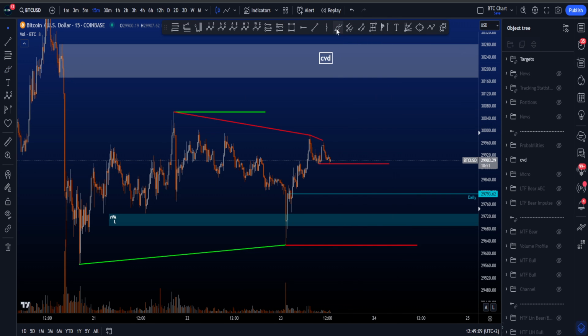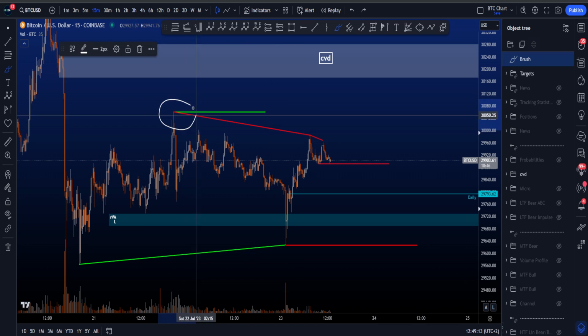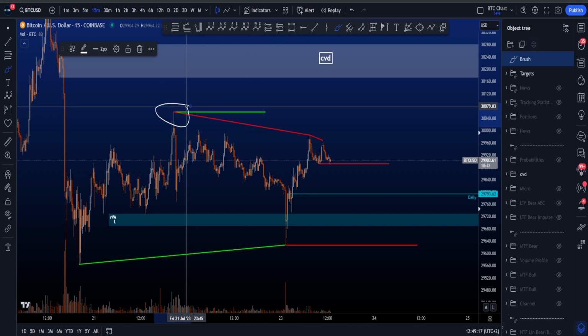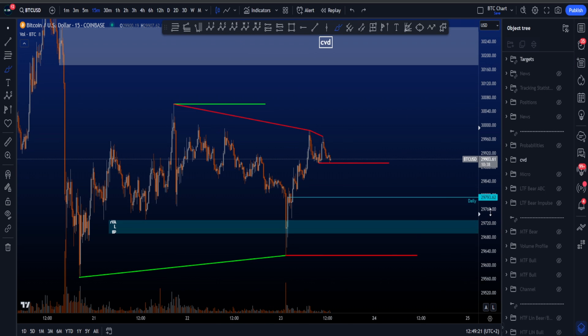If we look at the CVD divergences, we have bullish CVD divergences over here, where the target is then this high. That's the main target. The moment this one gets hit, we say the CVD divergences have played out and it's neutralized. We also have bearish CVD divergences.